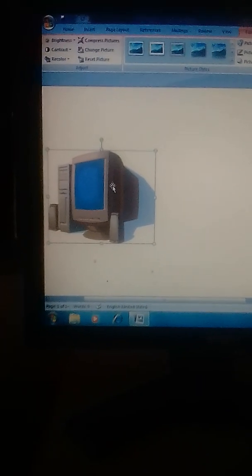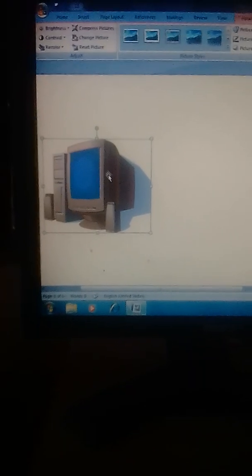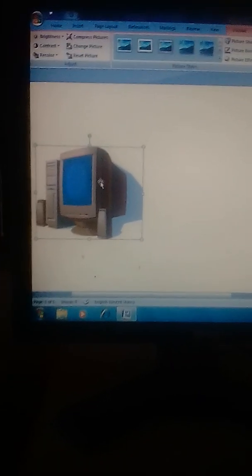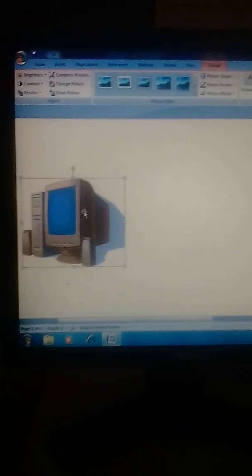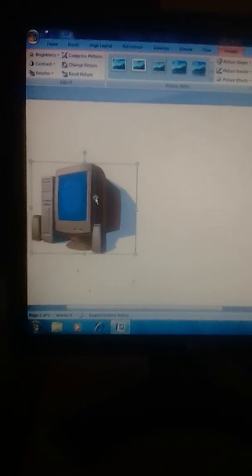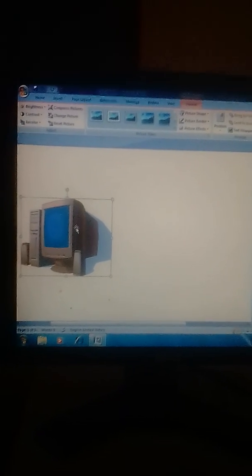So dear students, based on today's practical, your homework is to insert different pictures on your document by using Microsoft Word. So dear students, your lecture is wound up here.